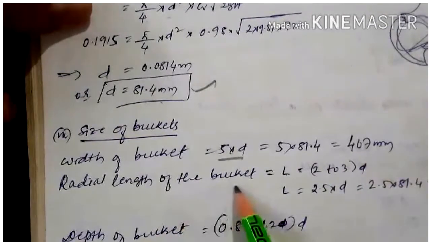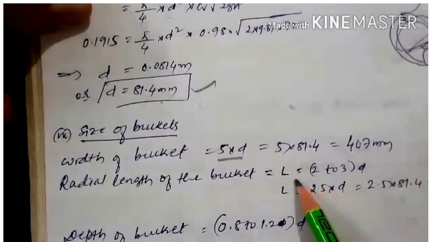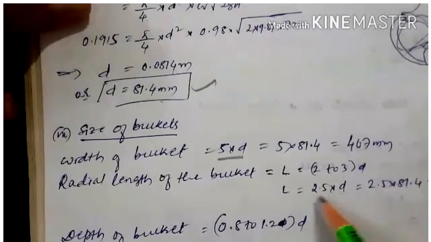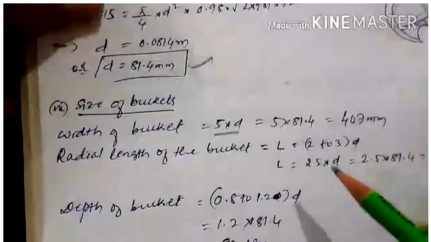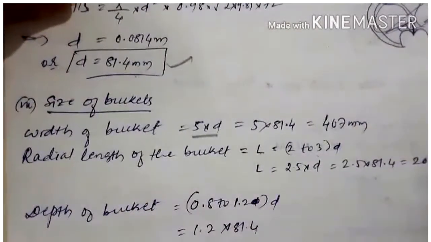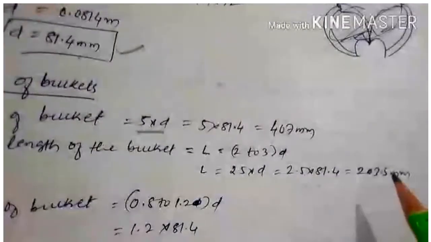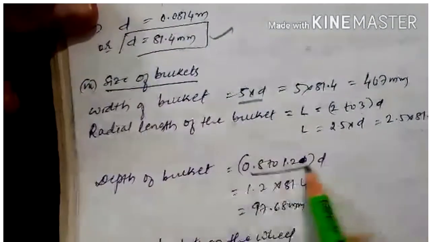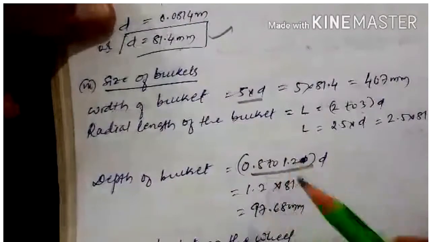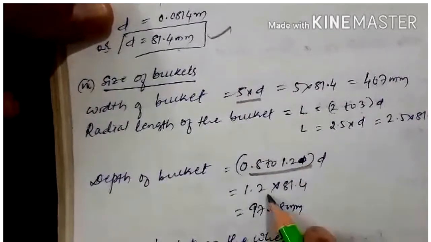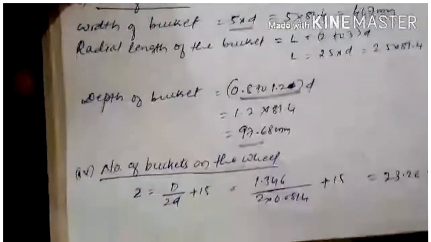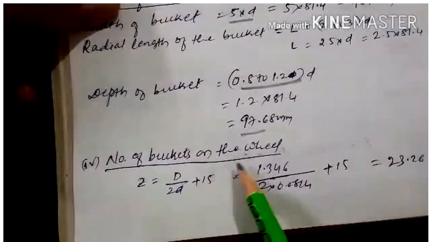The radial length of the bucket L can also be calculated as 2 to 3 times of d. Let us take 2.5 times of d. Then we get 3.5 millimeter radial length of the bucket. Then the depth of the bucket can be generally taken between 0.8 to 1.2 times of d. Let us take 1.2 times of d. We get 97.68 millimeter.